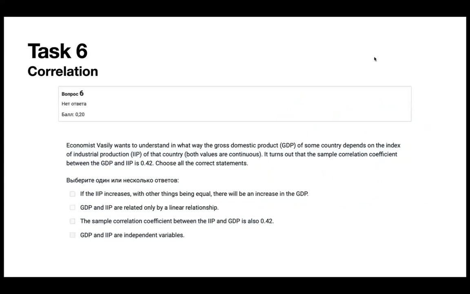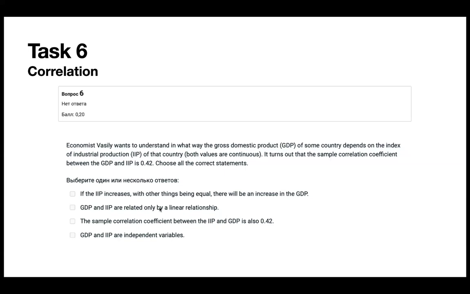So let's take a look at our statements. If the IIP increases with other things being equal, there will be an increase in GDP. Yes, that's true because, as we talked about earlier, we have a positive correlation. When our correlation is negative, we would have a minus here. So if one value increases, the other one will be increasing too. So that's true.